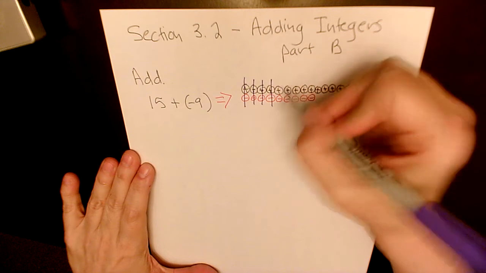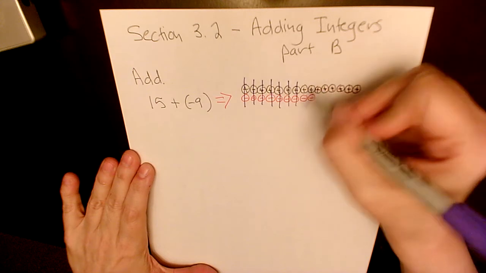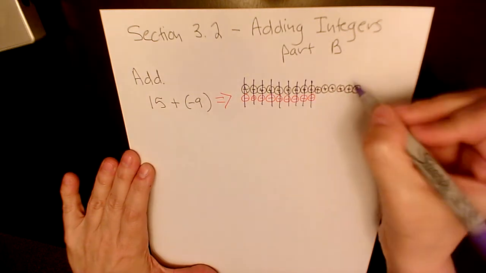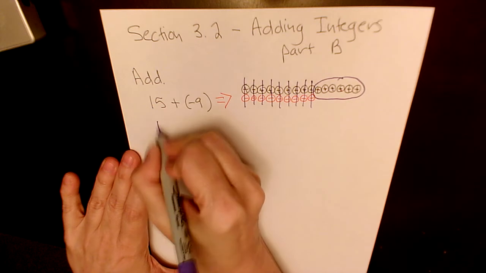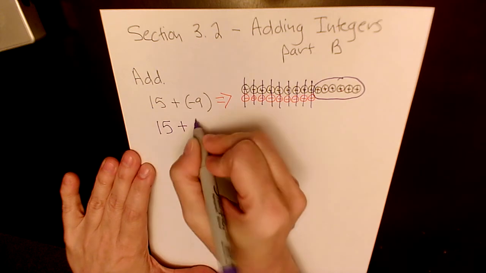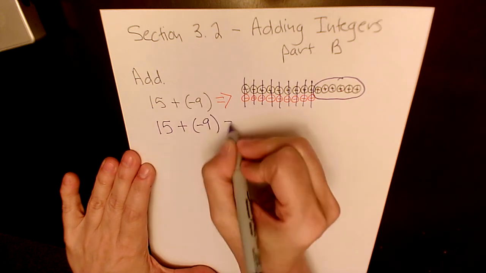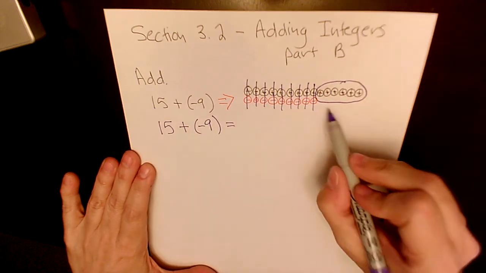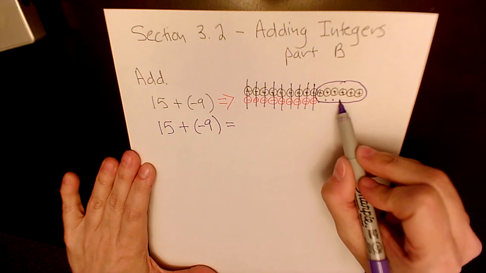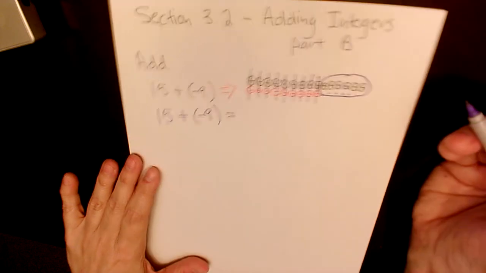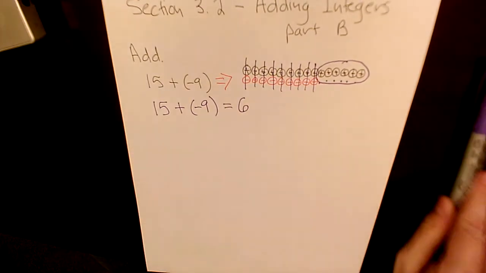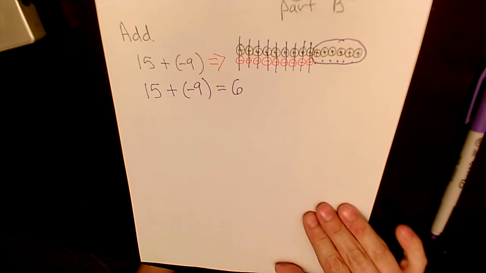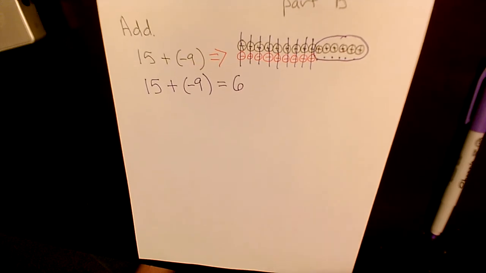So I'm just canceling these out. And what do I have left? I've got 6 positives. So my answer is just 6. That was one way we learned how to do it.